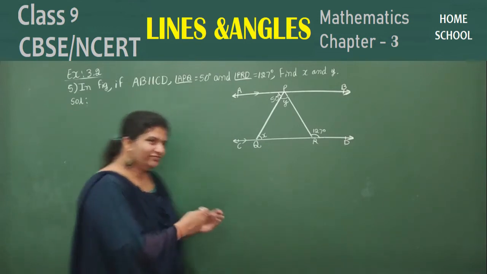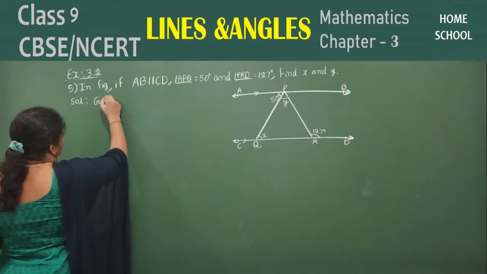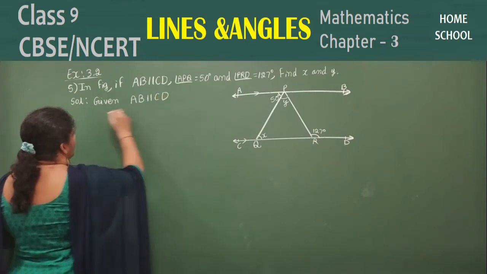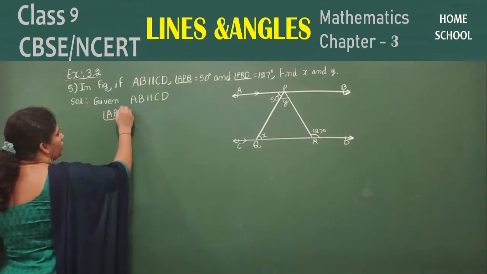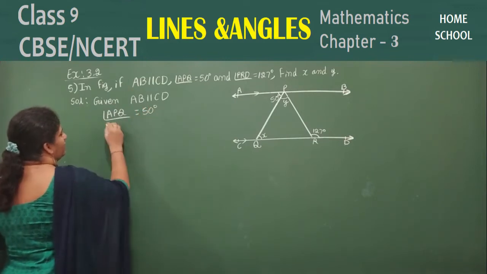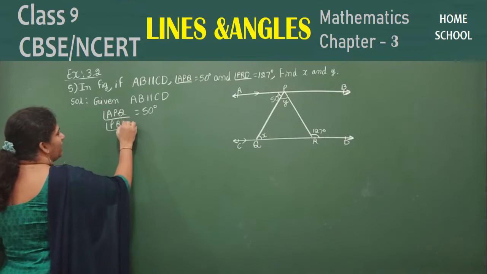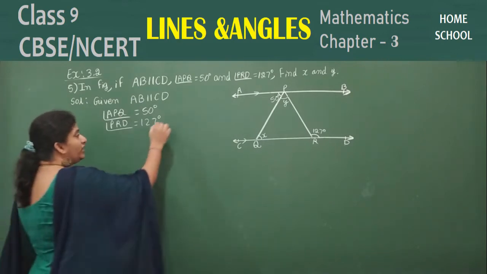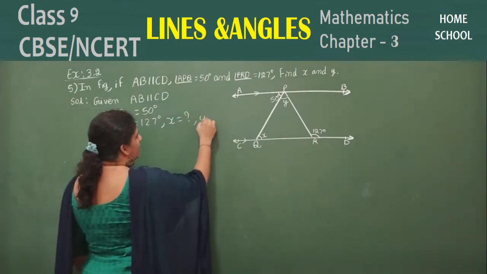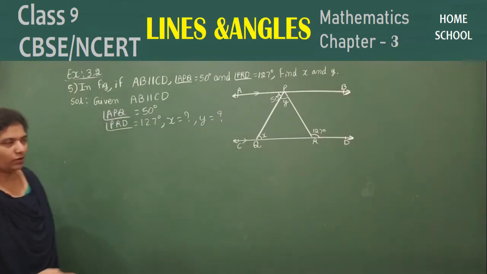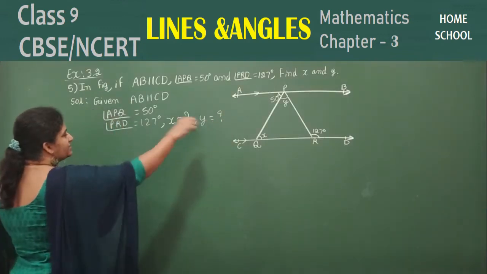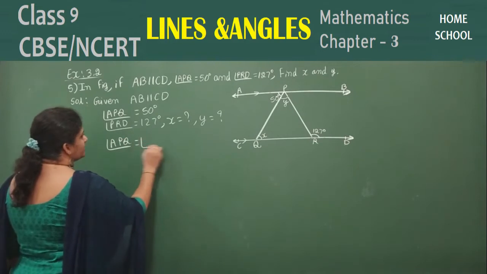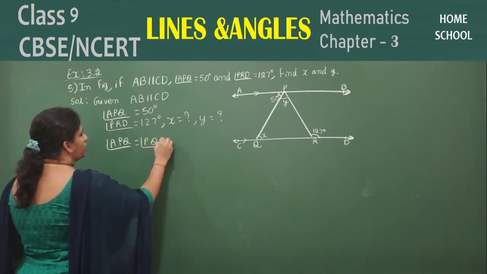So let's solve now. Solution. Given AB parallel to CD and angle APQ is equal to 50 degree. And one more, angle PRD is equal to 127 degree. Now what all you need to find? X is equal to question mark, Y is equal to question mark. Okay, so let's start here. Angle APQ is equal to angle PQR.